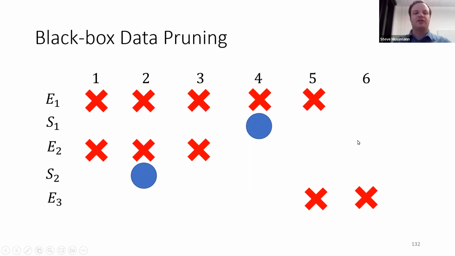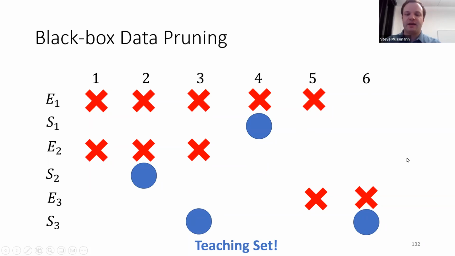So maybe the third error set comes in, which is not covered by S2, and our algorithm picks a subset S3, which is completely different from S2 and S1. And sure enough, this is a teaching set. We actually got a smaller teaching set of 2 instead of 3, like it was for the black box machine teaching.